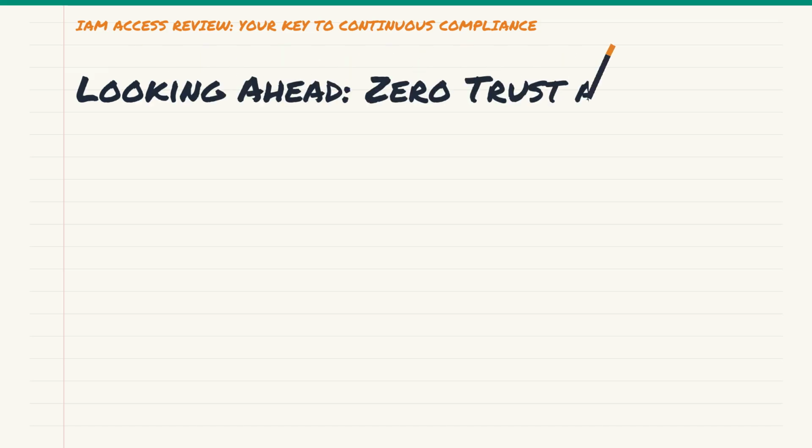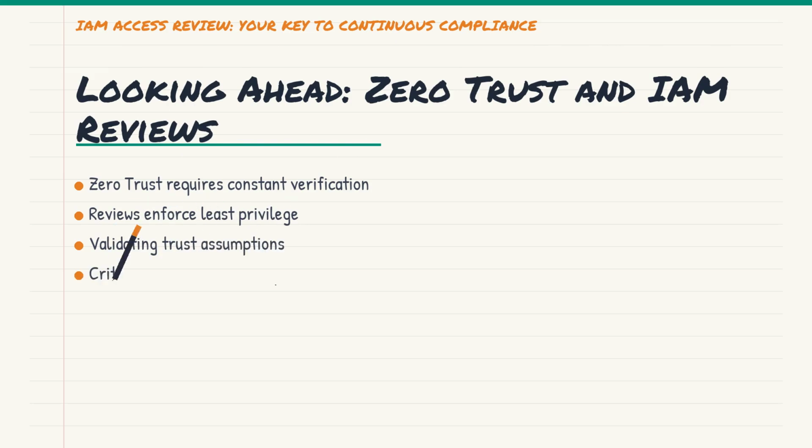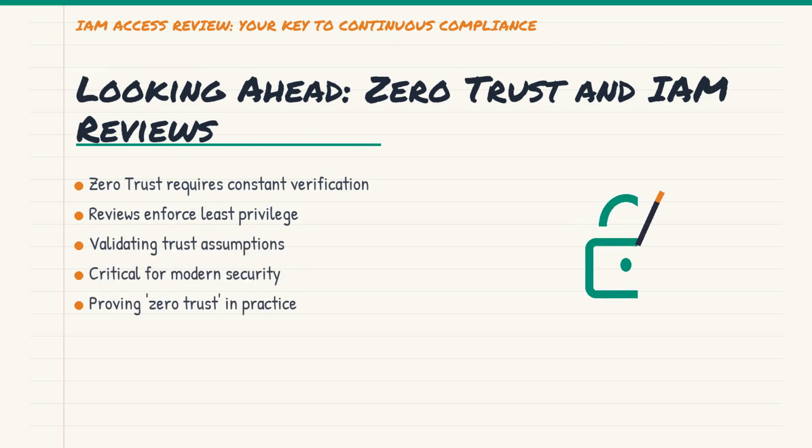As we move towards more zero-trust environments, these access reviews become even more critical. Zero trust means never trust, always verify. So, periodically verifying that access is still appropriate, even for internal users, is paramount. These reviews are a fundamental part of ensuring that the least privilege principle is actually being enforced, which is a core tenet of zero trust. It's about constantly validating that trust assumptions are still valid.